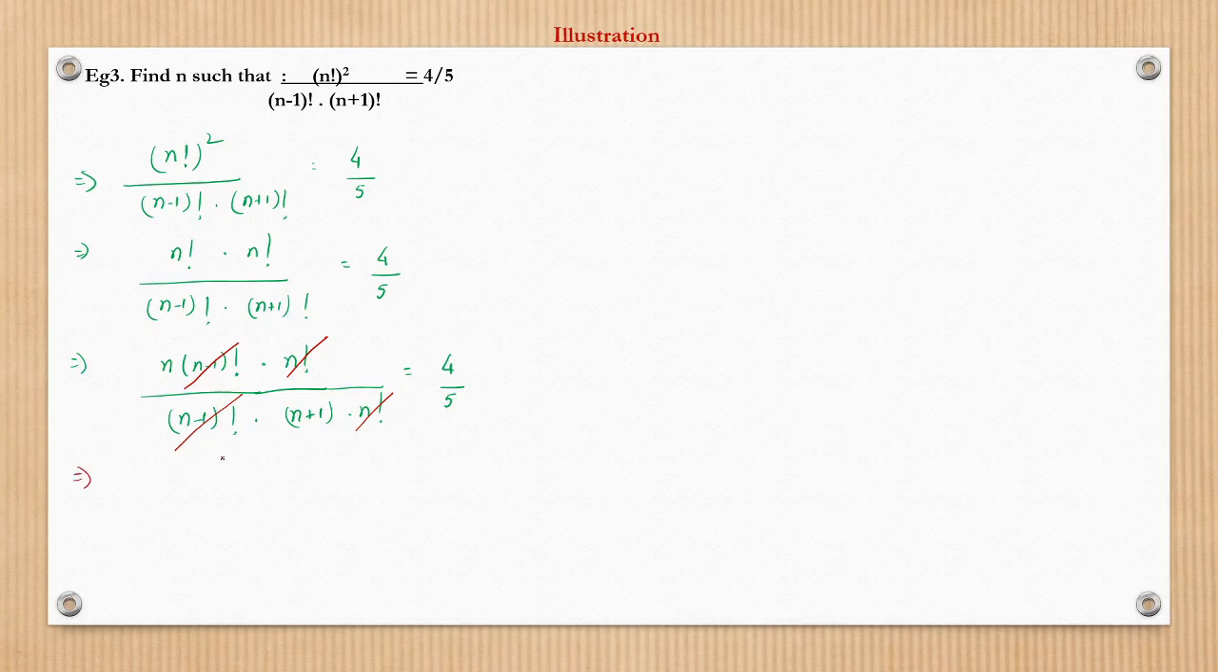So this can further be written as n upon n plus 1. So this is a simplified form of this expression, is equal to 4 by 5. So from here we can solve this, and 5n is equal to 4n plus 4. This means n is equal to 4. So n is equal to 4 is the answer to this question, right?